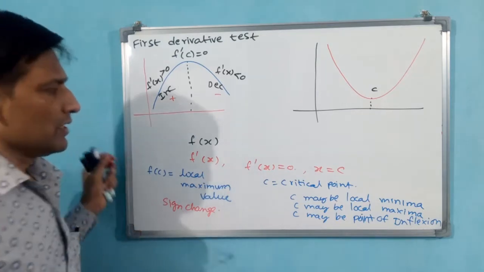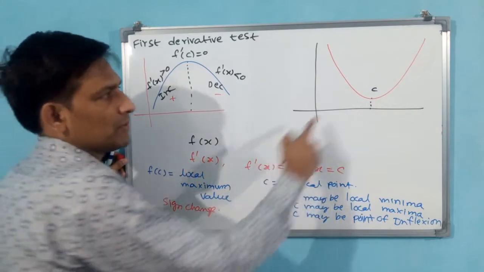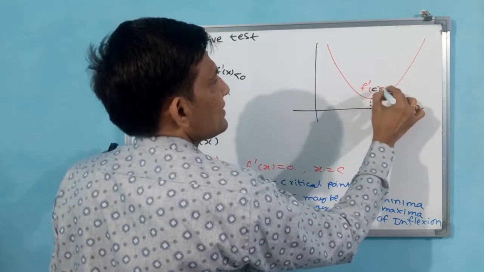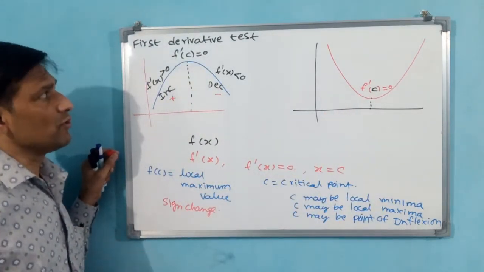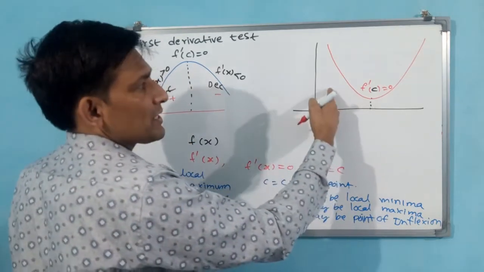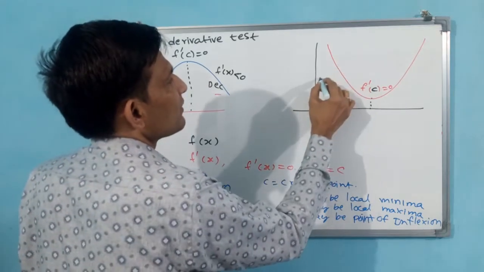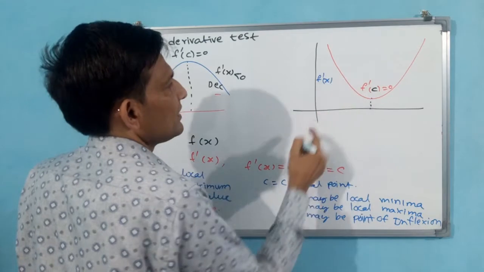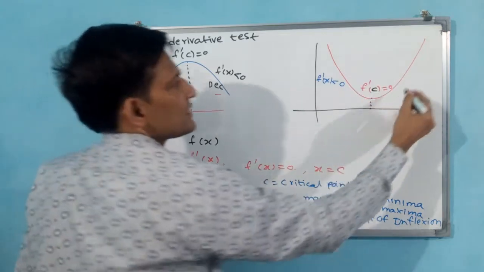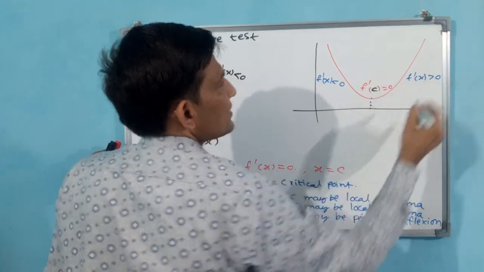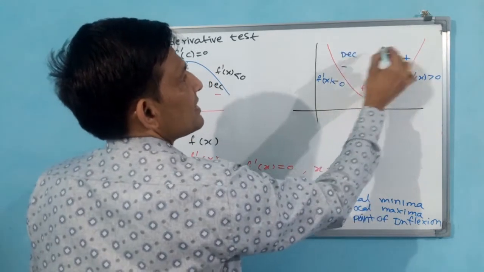Here also we have done the same thing. First derivative f dash x equal to 0 means x is equal to c, so f dash c is equal to 0 will come, like here. But before that, f dash x is negative, less than 0, you write down. Why? Because it goes on decreasing, afterwards goes on increasing. That means here f dash x is greater than 0. So this is negative, decreasing, and this is positive, increasing.